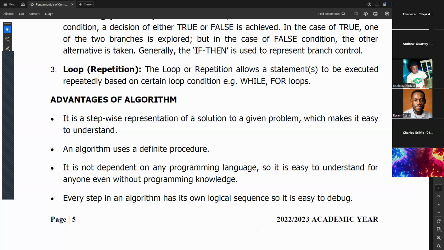Just that you can't run it to give you the solution. The only way you can implement it is to use it in a particular programming language. That's how it can be implemented.